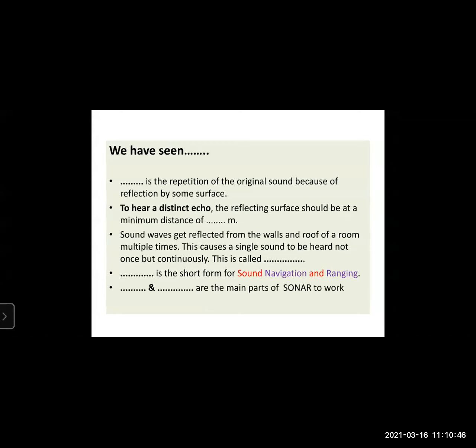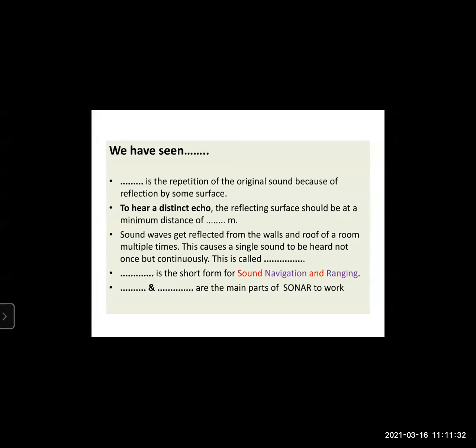What is the function of transmitter? The transmitter produces and transmits ultrasound waves. The name itself shows that the transmitter produces and transmits ultrasound. And what is the function of the receiver? The reflected waves are received by the receiver. Reflected sound is collected by the receiver, which is connected to the computer, and that computer will give a proper image of that object.